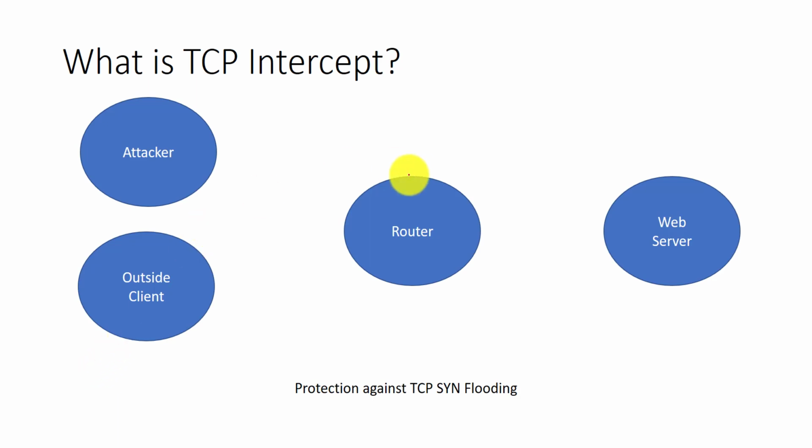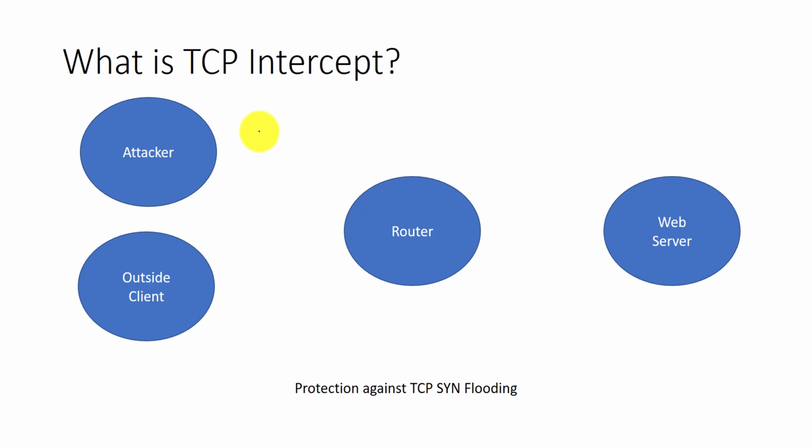So TCP interception in short is protection against TCP SYN flooding attacks, which is a form of denial of service attacks. How it works is that let's say for instance in our case on the screen here we have a router, we've got the web server, let's say that's sat inside the network, and then we've got a normal outside client and we've got an attacker.